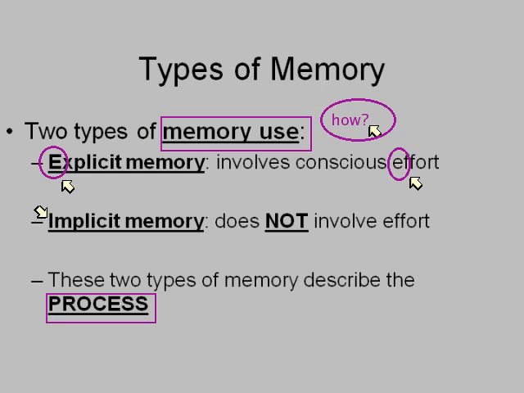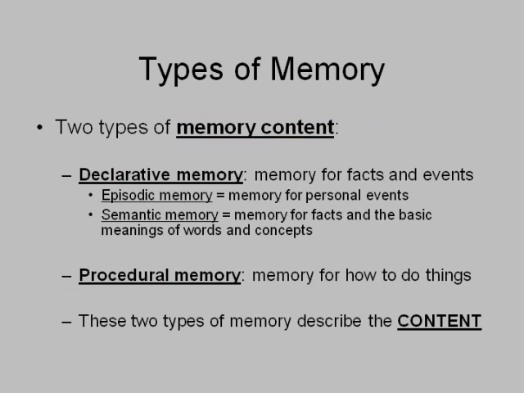Okay? What we're going to do with that now is cross it with what is it that you're pulling out of memory. We're going to talk now about a second model that describes memory content. And as I'm suggesting here, the memory content issue is answering the question of what is it that you're pulling out of memory. Okay? What is the material? What is the information? Well, memory researchers make a distinction between what they call declarative memories and procedural memories. Declarative memories are memories for facts and events. That's sort of the overarching category here, right? Declarative memory is memory for facts and events.